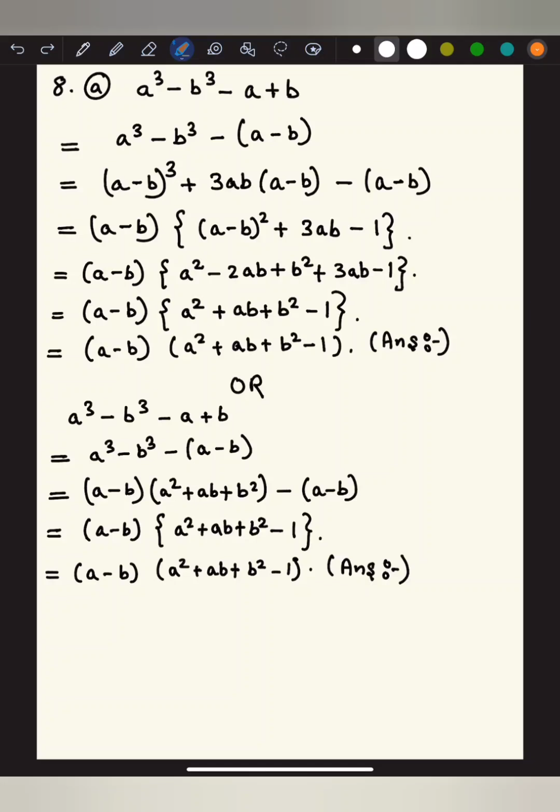I can also do this in another way. Up to the first step it is the same. After that, I have written a cube minus b cube as (a minus b) into (a square plus ab plus b square). This is another formula for a cube minus b cube. From here I have taken a minus b common, so I am left with a square plus ab plus b square minus 1, which is our answer. So the answer will be the same in both cases. It's up to you how you are going to do it.